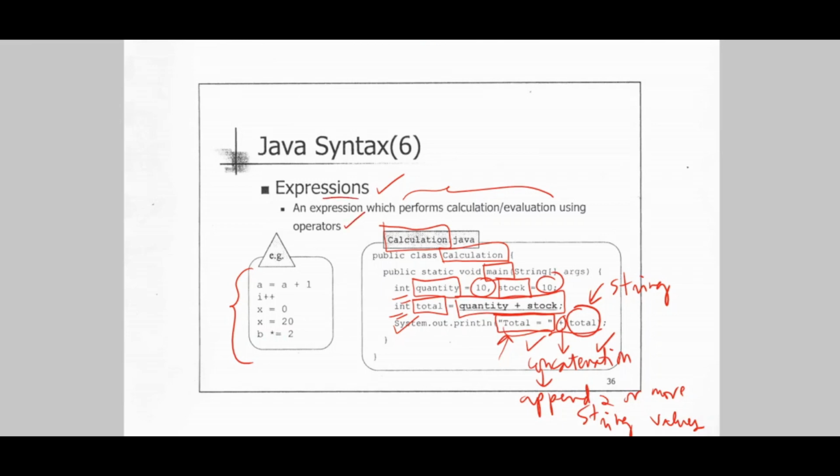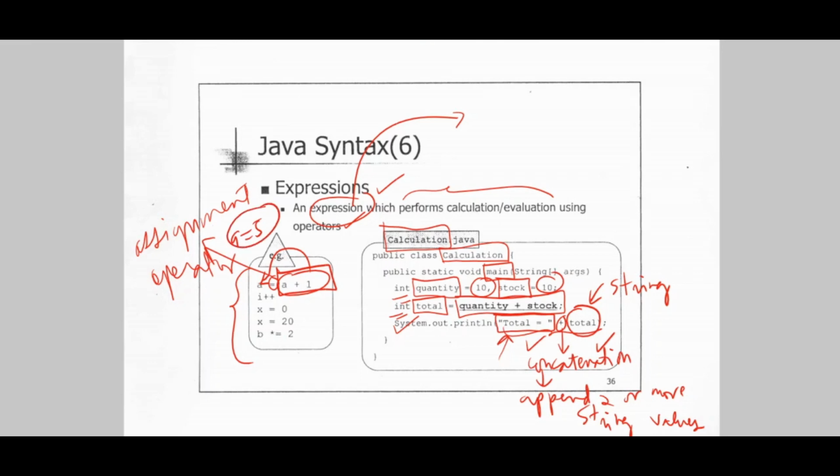And normally, expressions contain several operands and operators, like what we have in here, a plus 1. We call this the assignment operator. This is to assign the right side value of the assignment operator to the variable on the left side. So a becomes a plus 1. So if a is initially 5, then a here becomes 6.